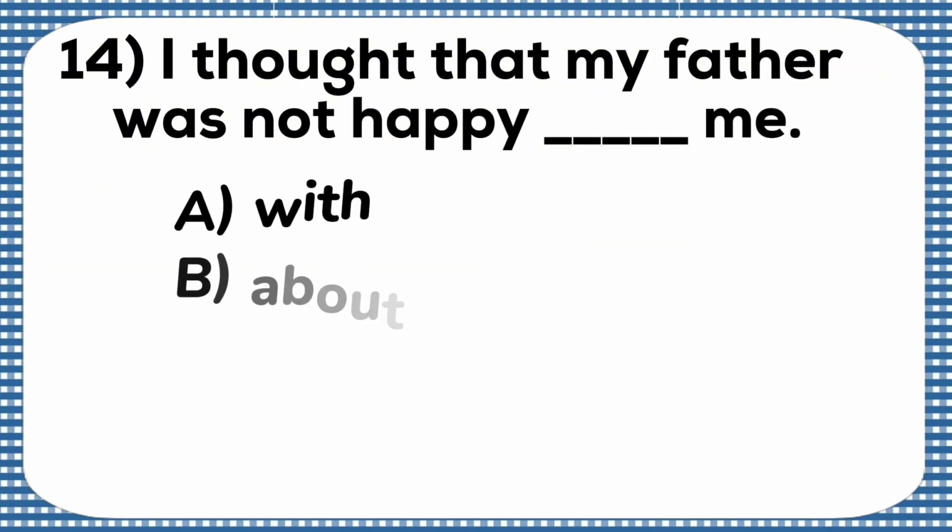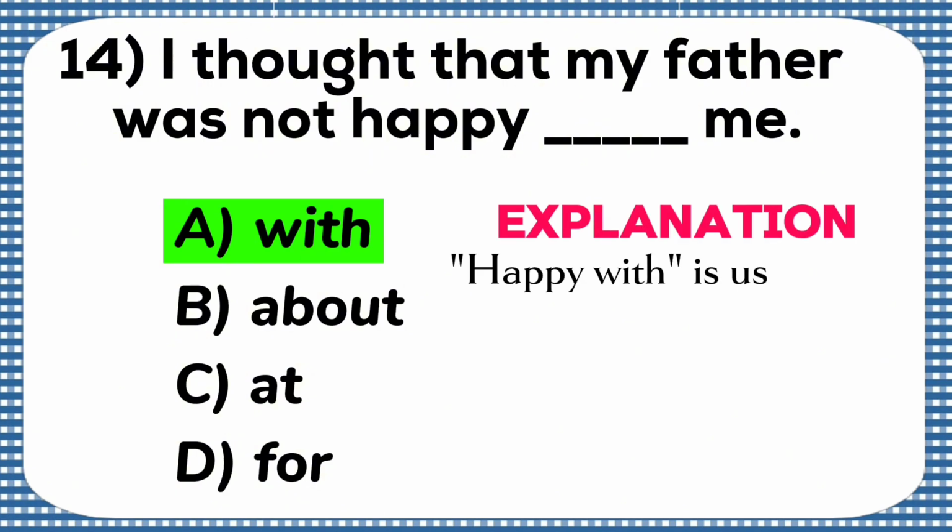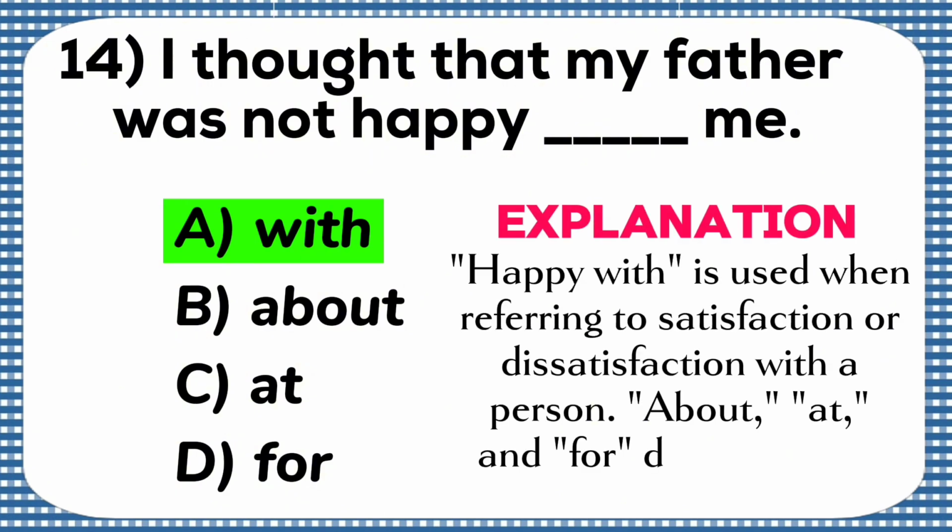I thought that my father was not happy dash me. The right answer is option A, with. Explanation: happy with is used when referring to satisfaction or dissatisfaction with a person. About, at, and for do not fit here.